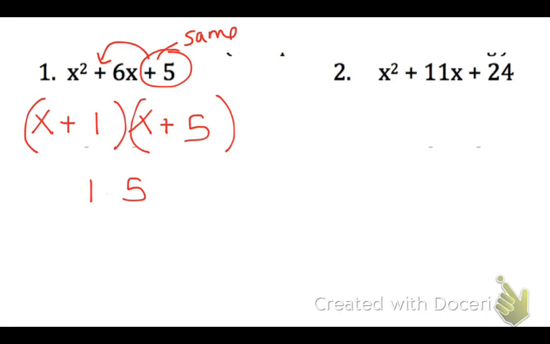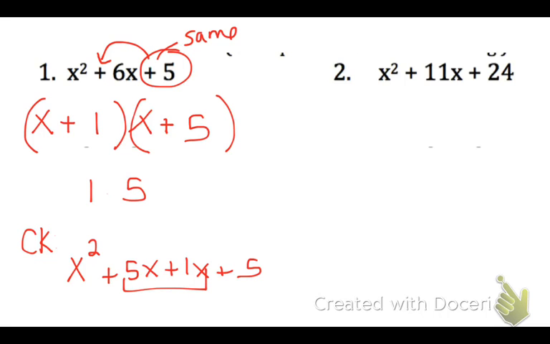If it doesn't, this would be prime. And how do I see if it works? Well, I check it by foiling. First, x squared, outer would be plus 5x, inner is plus 1x, last is plus 5. My middle terms combine to 6x, so it works. This is the factored answer.